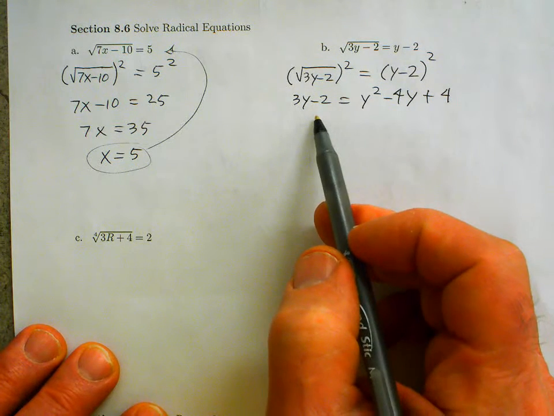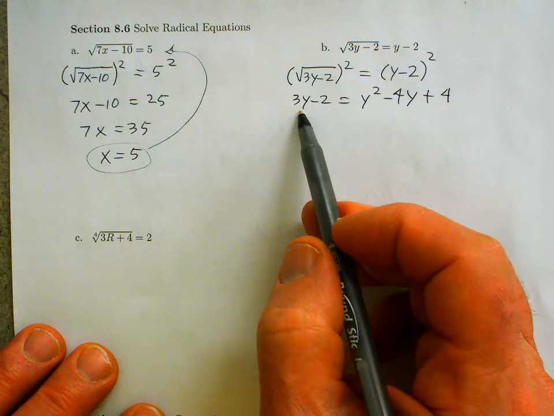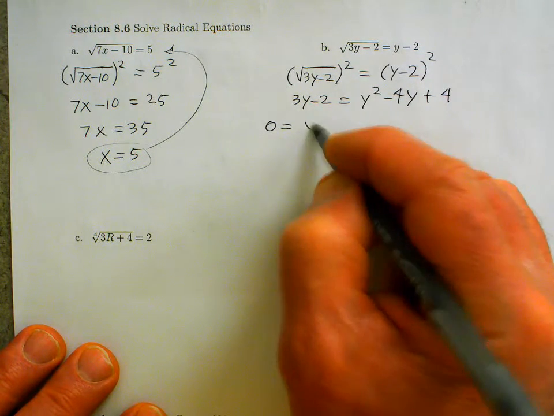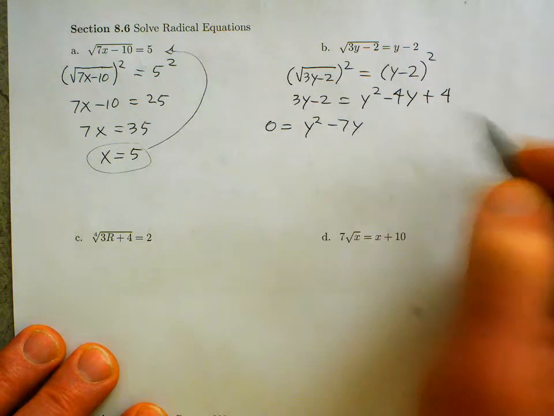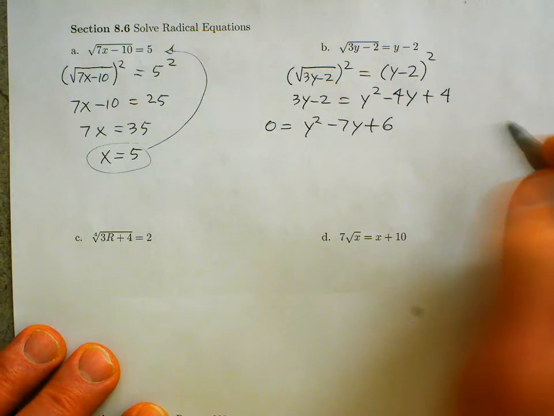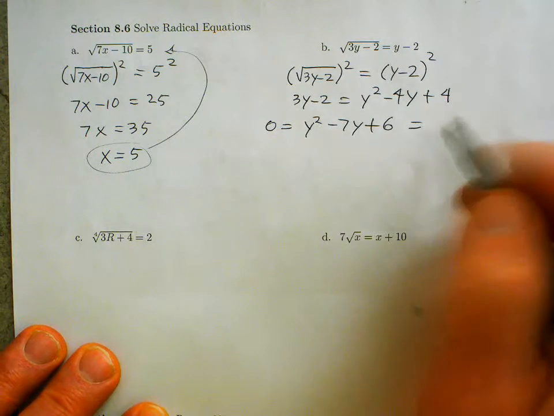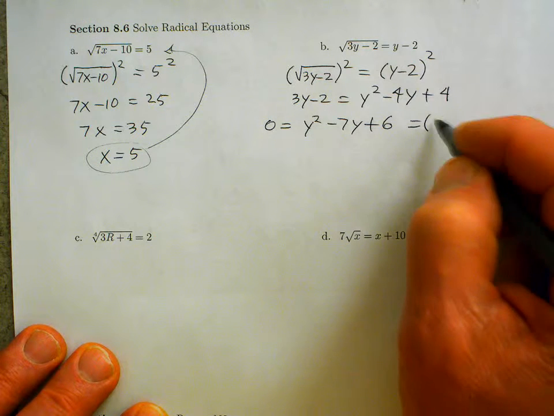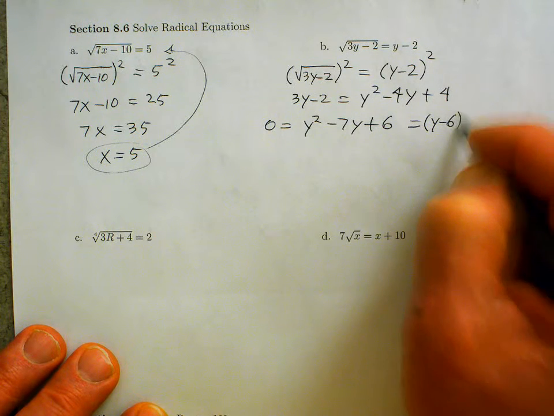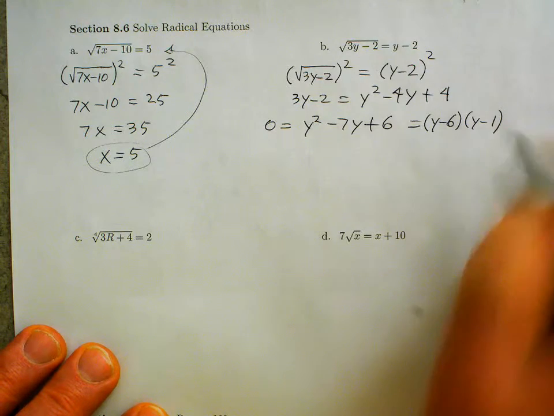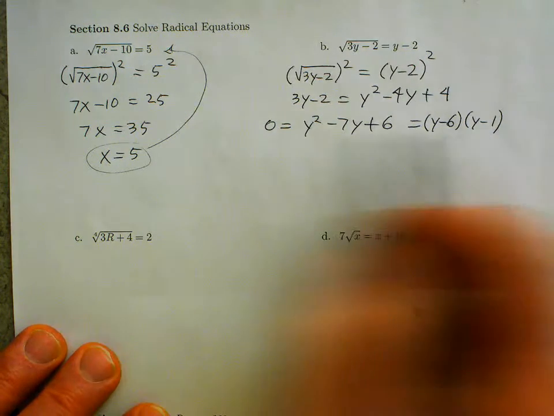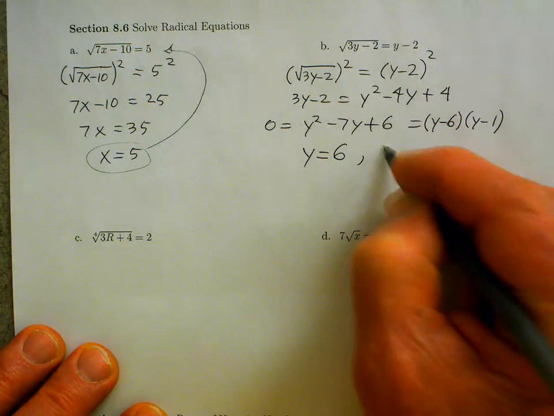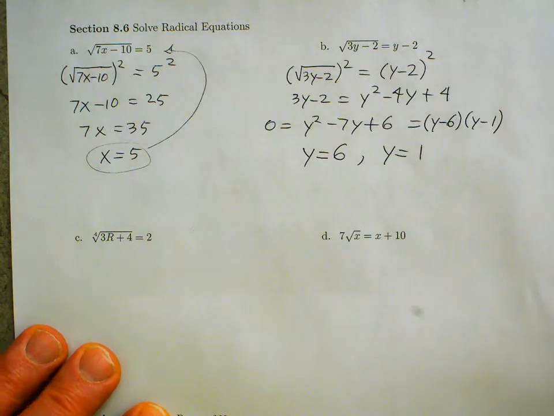We'll make the left-hand side 0 by subtracting 3y and adding 2 to both sides. So we get 0 equals y squared minus 7y plus 6. And this factors really nicely, y squared minus 7y plus 6. The two factors are y minus 6 and y minus 1. So this quadratic equation has two solutions, y equals 6 and y equals 1.